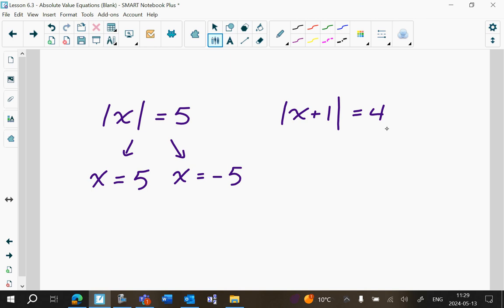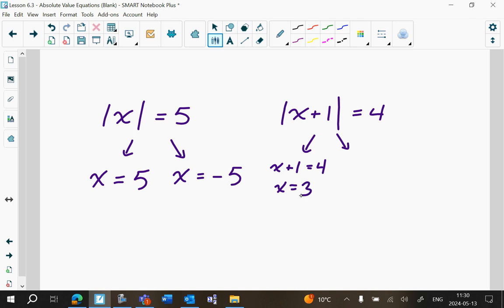What could X be? 3, or negative 4. Negative 4 plus 1 is negative 3. Negative 5, because negative 5 plus 1 is negative 4, and when I take the absolute value. Or you could think of it like this: what plus 1 is equal to 4, because its absolute value is also 4, so X is 3. You guys got that one pretty quick.